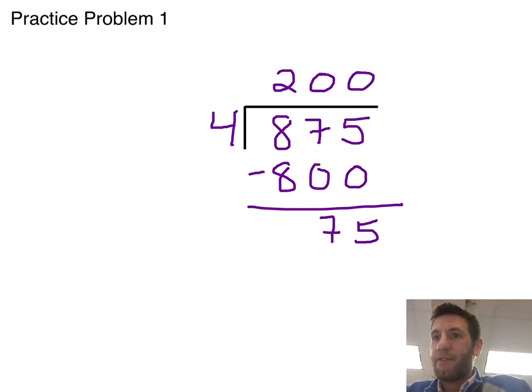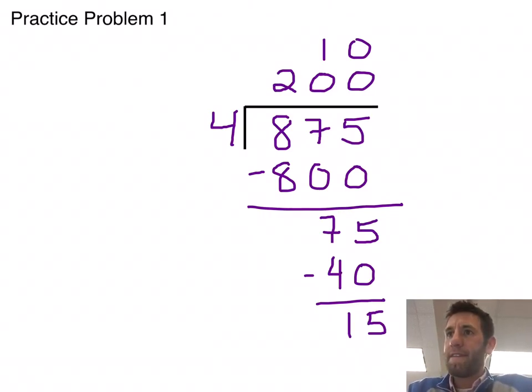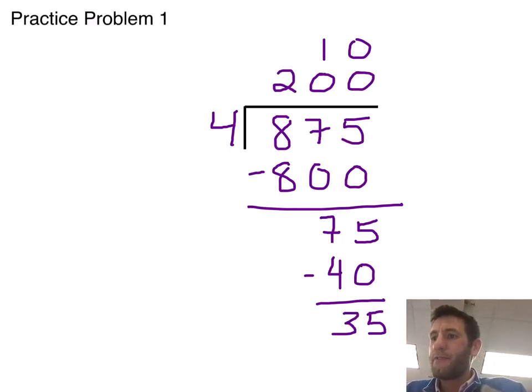And then I'm going to say how many 4s are in 75 without going over. Well, I know 10 times 4 is 40. 20 times 4 is 80. So let's stick to 10 here. So I know there's at least another 10 groups. I know 10 times 4 is 40. I'm going to subtract and get, oh, not 13. It's actually 35. And now think, how many 4s are in 35?